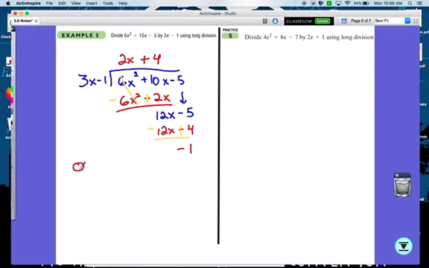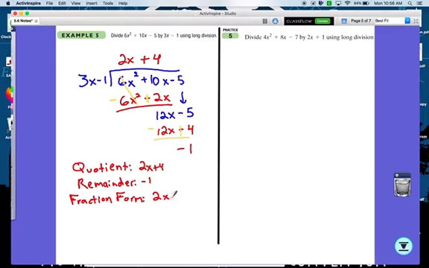So depending on how MyLab and Mastering ask the question, the quotient is the 2x plus 4 up top, and the remainder is a negative 1. But you could also write it out if it asks for fraction form. You would write out your quotient, 2x plus 4. And then since your remainder is negative, you're going to put minus. Then you're going to put your remainder over your divisor, which is 3x minus 1.